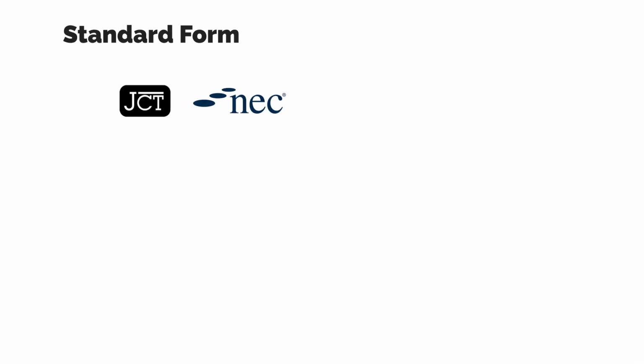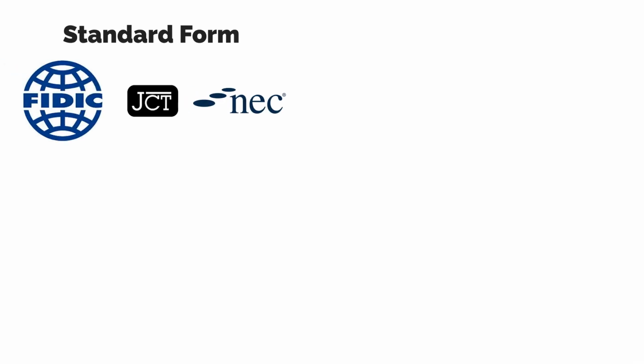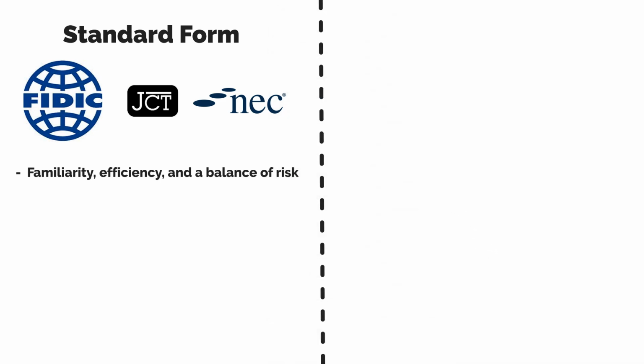Standard forms of contract, such as JCT and FIDIC, are popular because they bring familiarity, efficiency, and a balance of risk that has been tried and tested across thousands of projects. Most surveyors, contractors, and clients will understand the language, meaning disputes can often be resolved more quickly.